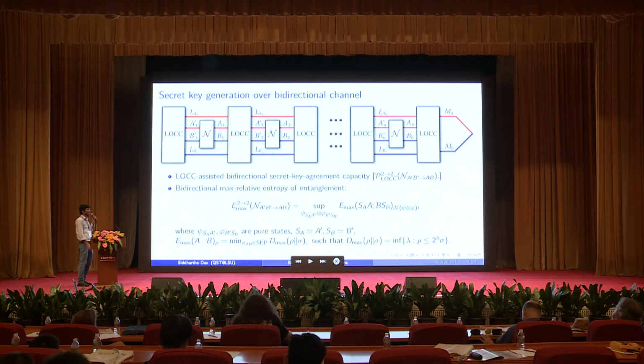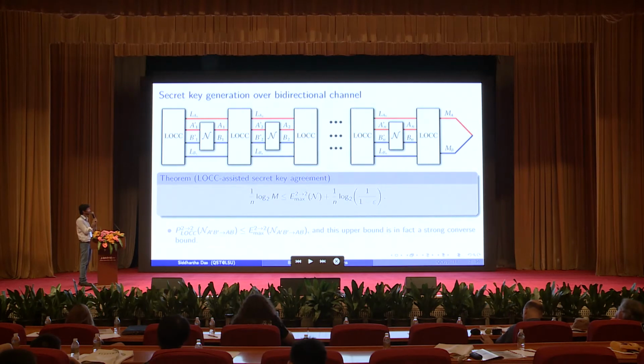So we introduce an entanglement measure of a bidirectional channel that we call the bidirectional max relative entropy of entanglement. In this measure, you have a supremum over pure states. Alice and Bob are in a product state. And then you calculate the max relative entropy of entanglement of the output state. It suffices to allow the reference systems on Alice's and Bob's sides to be isomorphic to the corresponding input size. So this is the definition.